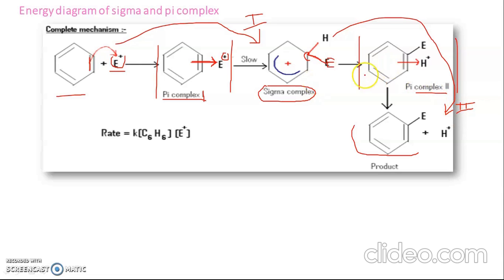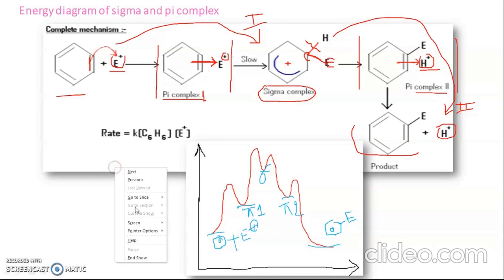But if you include these two, pi complex 1 and pi complex 2, then it will give you the detailed idea. In the next step of the sigma complex, the next step is actually the breaking of this CH bond. Now this H plus is free, but still there is a weak interaction between the pi electron and the H plus. It is not fully free from the benzene ring, but finally it is completely departed. So if we draw the energy profile diagram for this detailed mechanism, it will be like this.